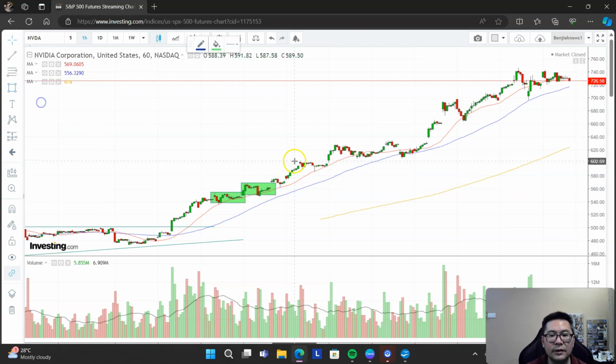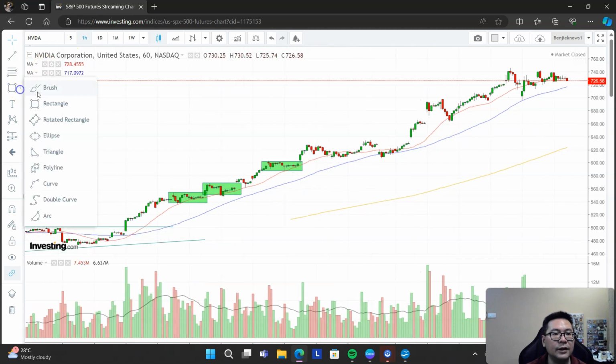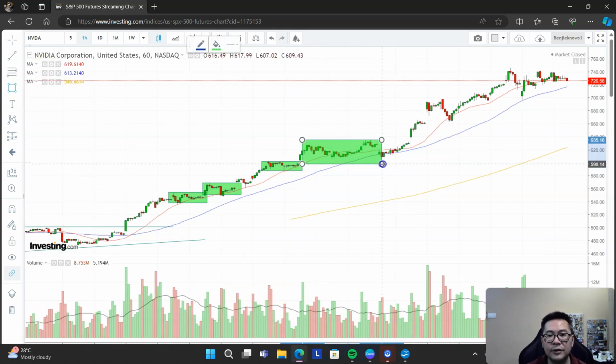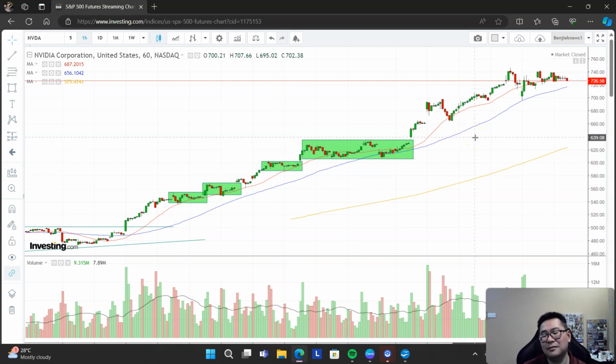Here is another sideways trading. You can buy the breakout. And actually here is another sideways trading as well, but a much larger one. You can buy the breakout and put a stop loss below the boxes. If you buy the breakout here, stop loss here. So sometimes it's good to study the chart.